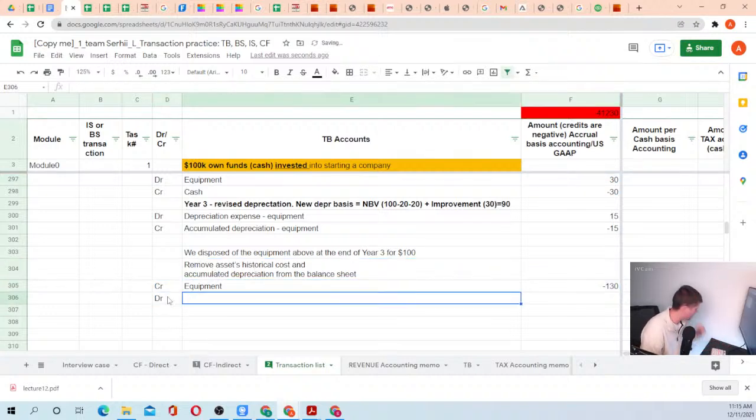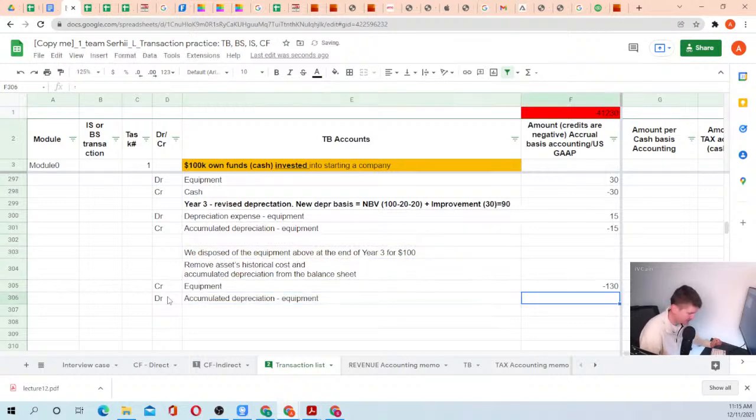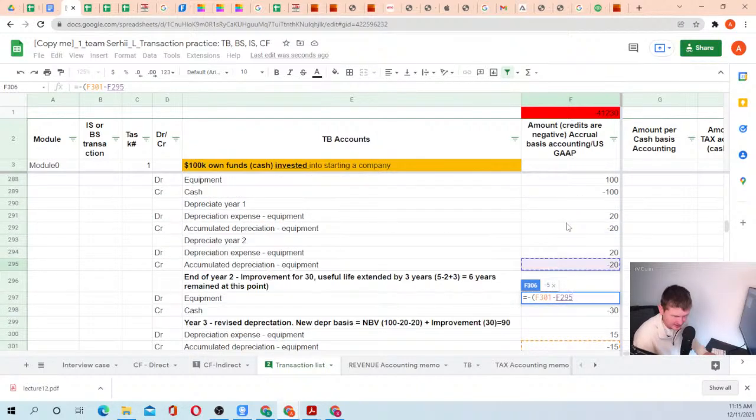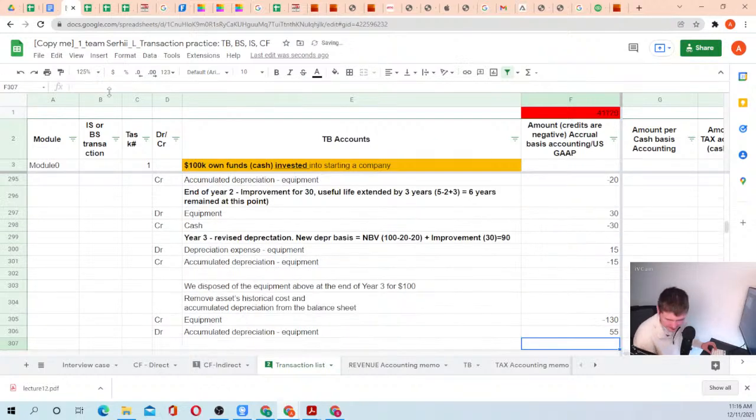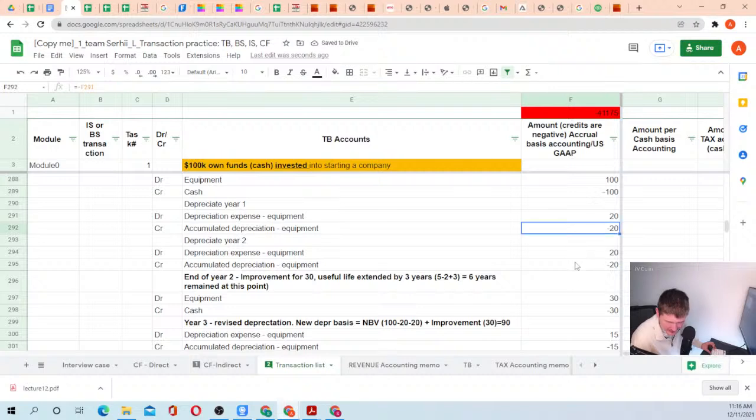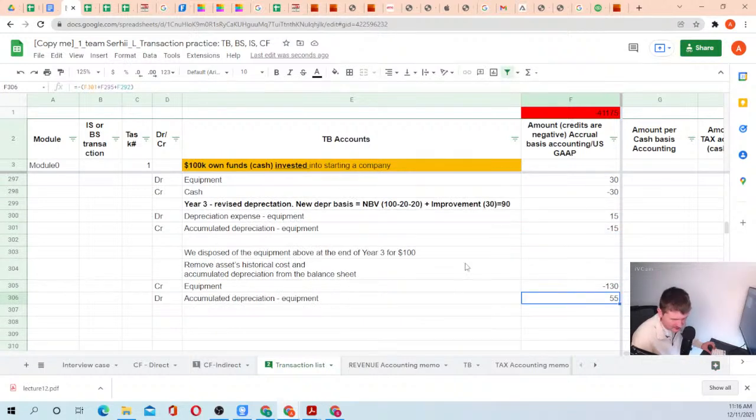Now we should do that with accumulated depreciation. And we look at what we have for that asset in accumulated depreciation. And we debit that account. So we have 15 from that year. We have 20 from that year. We have 20 for that year. And the only thing which is not right here is that I should just add these numbers. Okay, 20, 20, 15, 55. Okay, so we removed the assets, but our entry doesn't balance yet. So the entry is unbalanced.